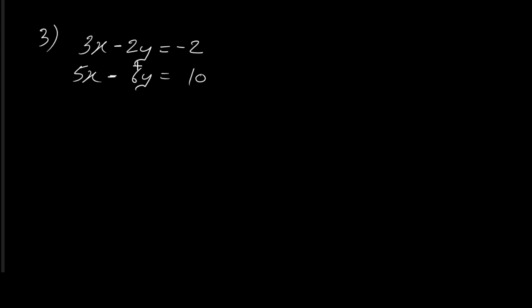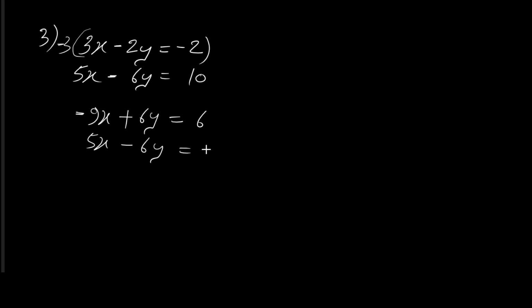And if we want opposite signs of both of these terms, we have to multiply this by negative 3, so it will become positive 6. So we have to multiply the whole equation by negative 3. So negative 3 and 3x gives us negative 9x plus 3 times 2 gives us 6y equals 6. Here is 5x minus 6y equals 10.